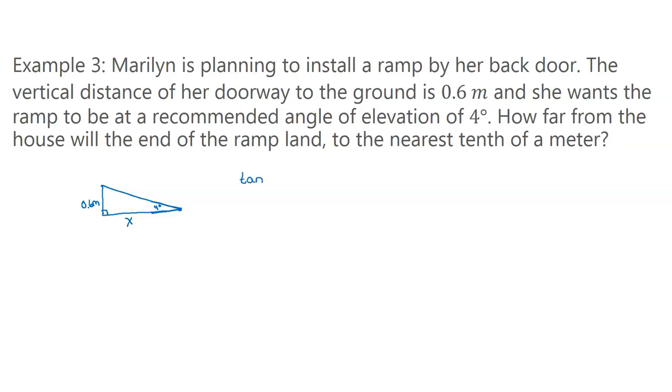So setting up our tangent ratio again, I'll say tan of 4 degrees is equal to 0.6 over x. So now cross multiplying, putting this over 1, I have to multiply x by tan of 4. And I multiply 0.6 by 1. So here we need to isolate x, so that means we need to divide both sides by tan of 4 degrees.